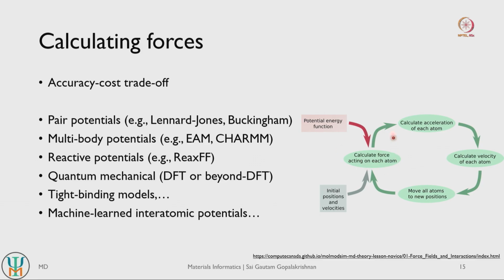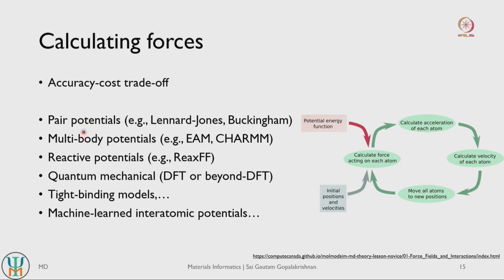So once you calculate the forces, you then calculate the acceleration, you use integrators basically to calculate velocities and positions, and then you move all the atoms to their new positions, and you assign the velocities at their new positions, and you keep doing this in a loop. So every time this loop is executed, you need to calculate force, and the force comes from this potential energy function or your force field, and this is the most expensive part in your molecular dynamics simulation.